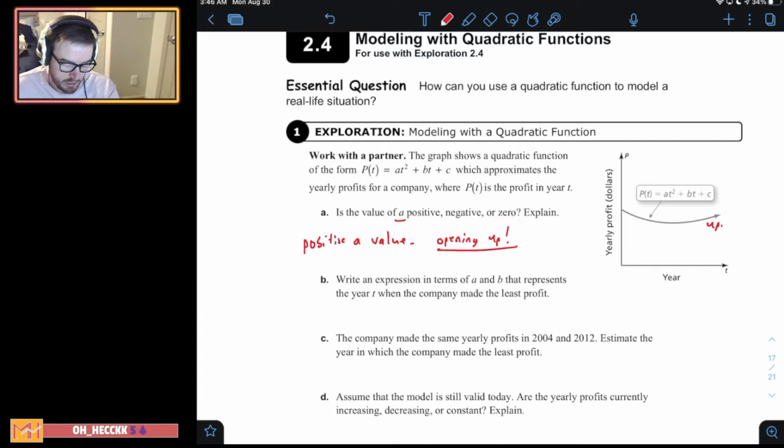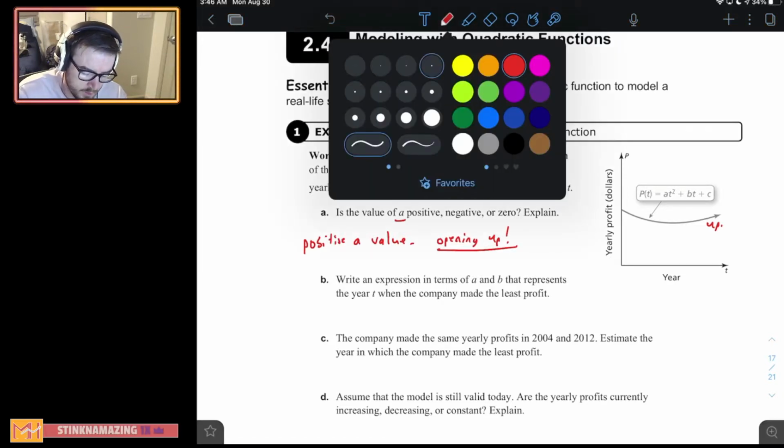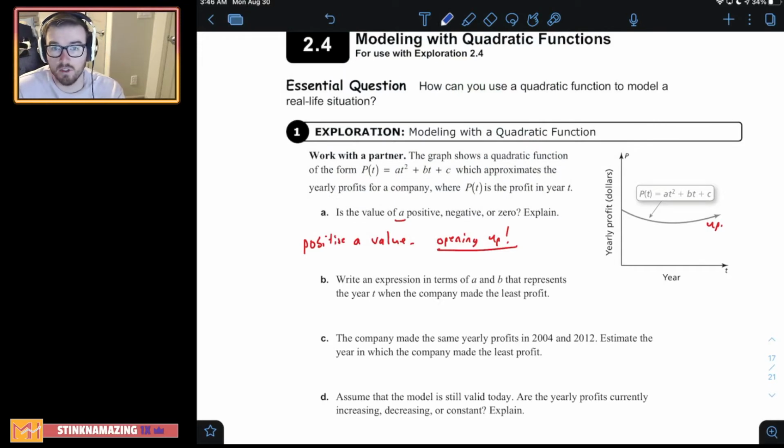Write an expression in terms of a and b that represents the year when the company made the least profit. So let's think about it visually. Where does the least amount of profit occur? It's going to happen at the minimum, here at the bottom of the graph. And what do we call that point again? That is the vertex. So basically what it's asking is, what is the vertex?